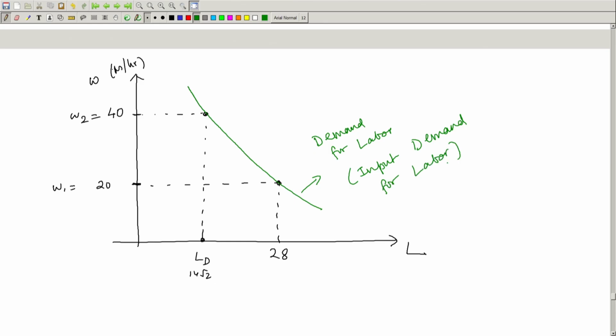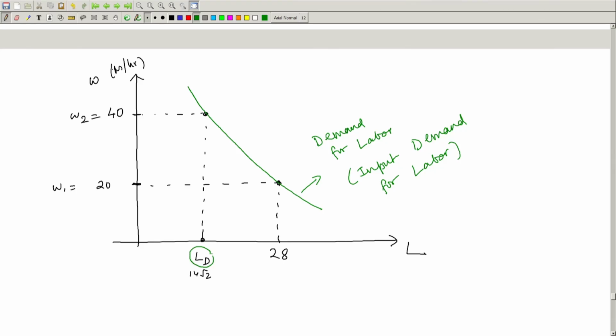So firm is going to be demanding labor and any demand curve is going to be downward sloping. Higher is the wage, more expensive it is to hire labor, the firm will decrease the quantity demanded of labor. Less expensive is labor, the firm will increase the quantity demanded of labor, right. So, please try this and make sure that the LD is less than 28.